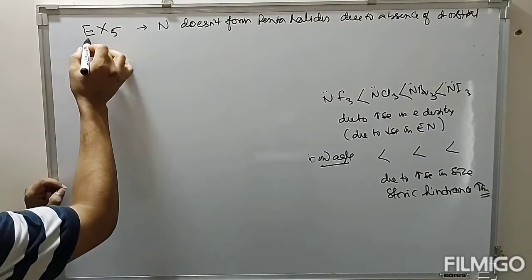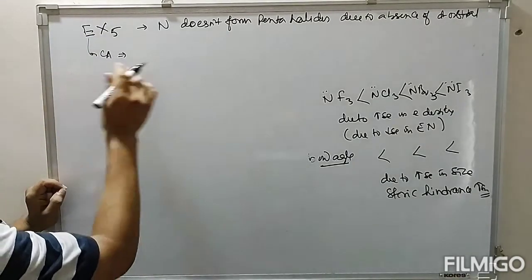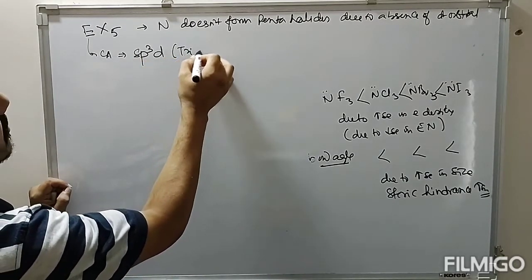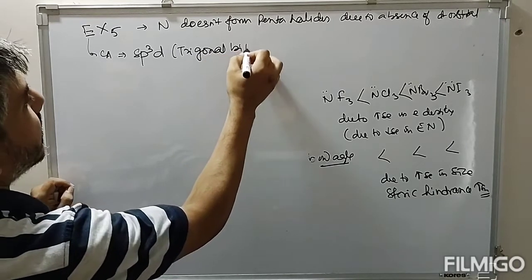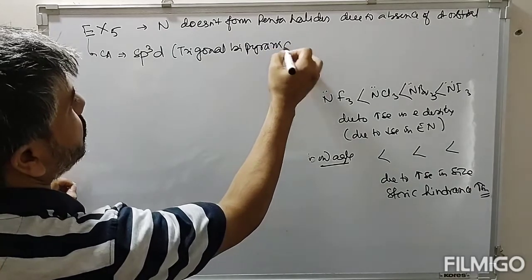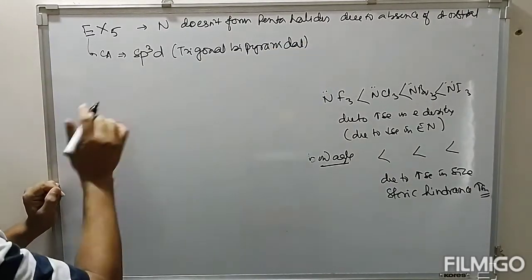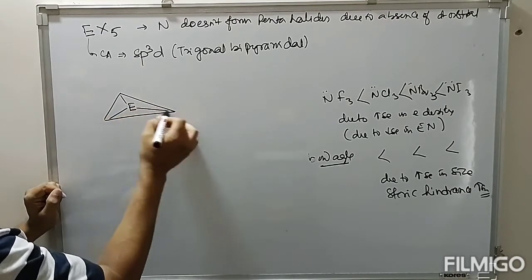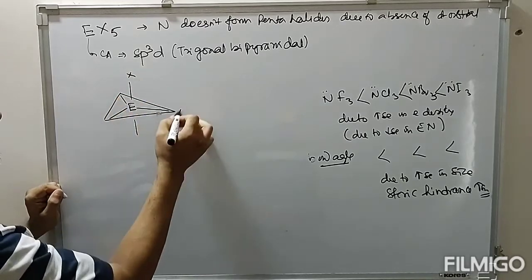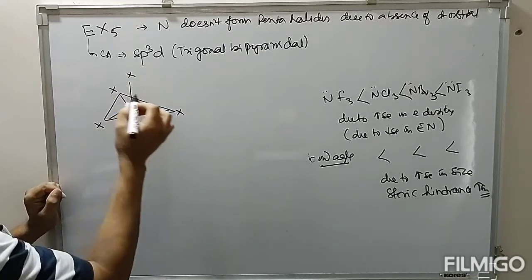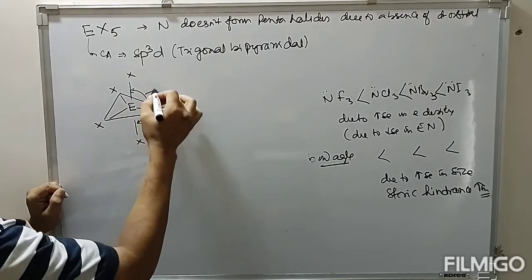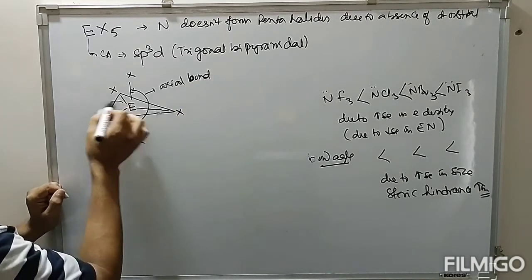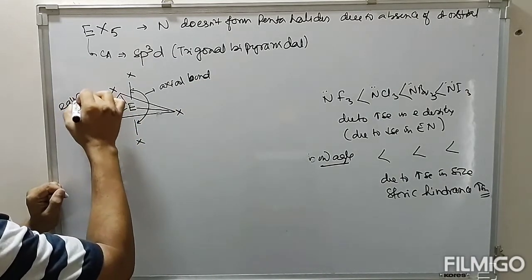So if you look at this, this is the central atom. The central atom is undergoing sp3d, that is trigonal bipyramidal structure. So look at this, it is the central atom. We have this X, X, X, X, X. These two bonds are known as axial bonds, and these three bonds are known as equatorial bonds.